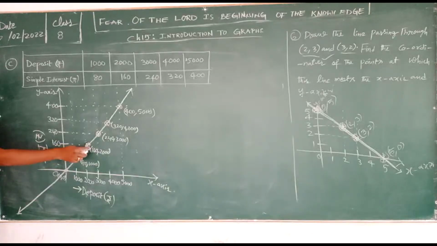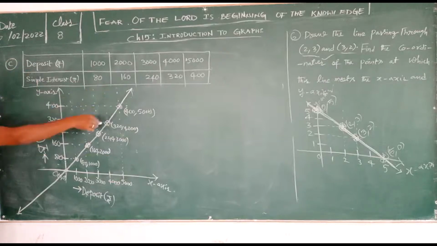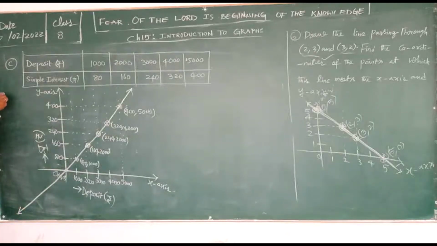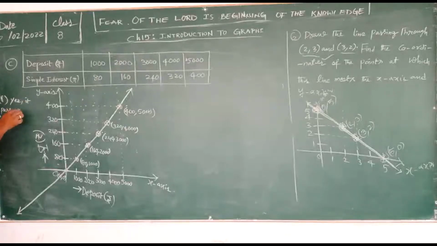80, 160, it is 2000. 240, 3000. 320, 4000. 400, 5000. So the graph is done. Joined all the points, and this line passes through the origin. So now the first answer: does the graph pass through the origin? Yes, it passes through the origin. It is nothing but a line.